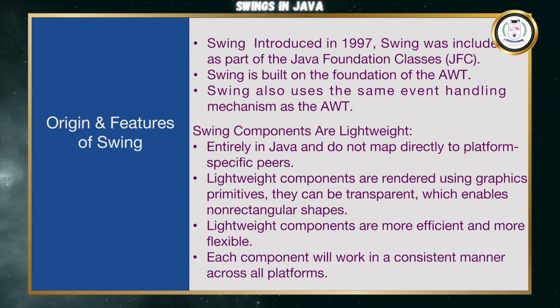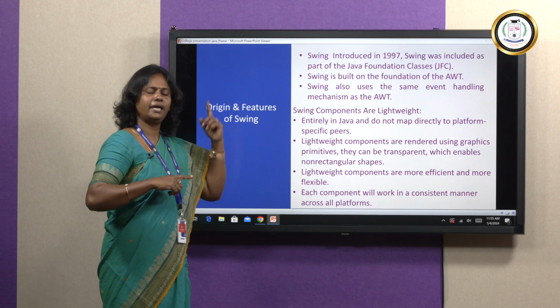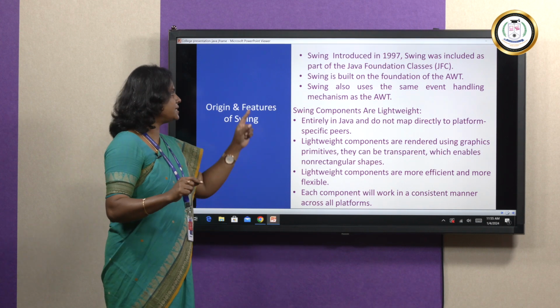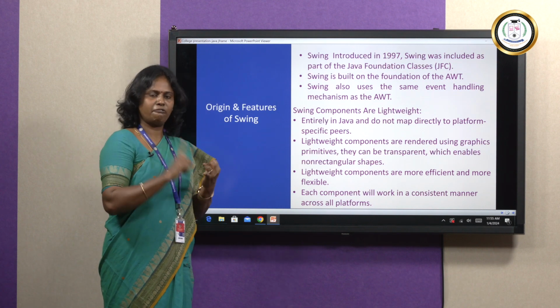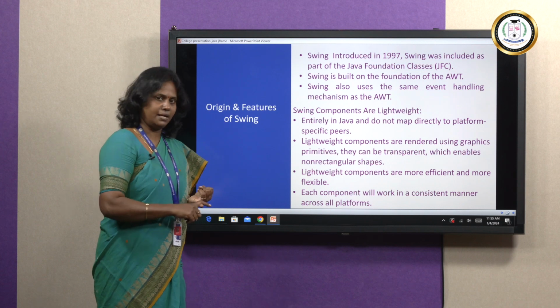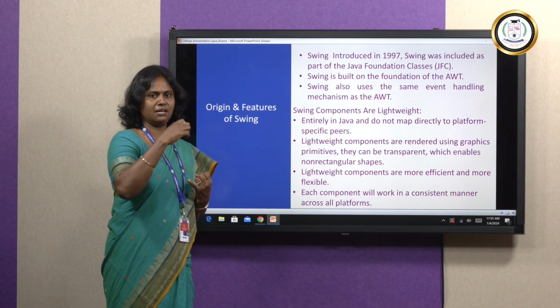So what are the two main features of Swing? First one is lightweight. But what is the problem in AWT? The components are heavyweight components, but in Swing, they are lightweight components. What is the first disadvantage we have to mention for AWT? It is platform dependent, but Swing is platform independent.